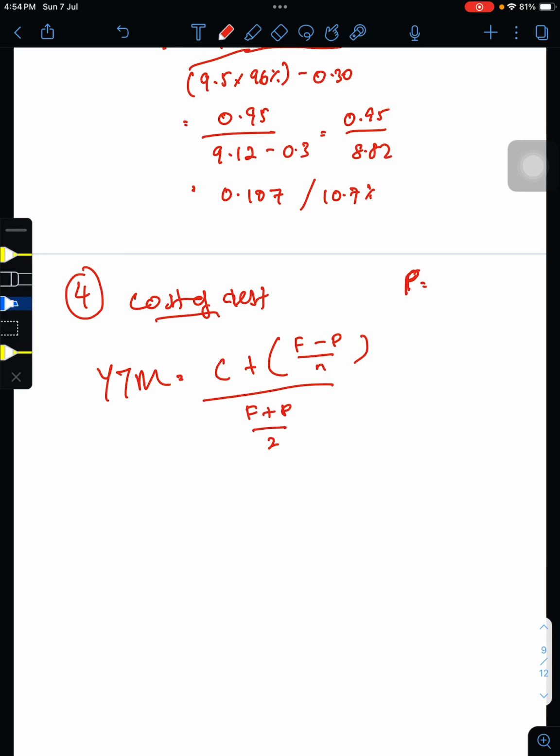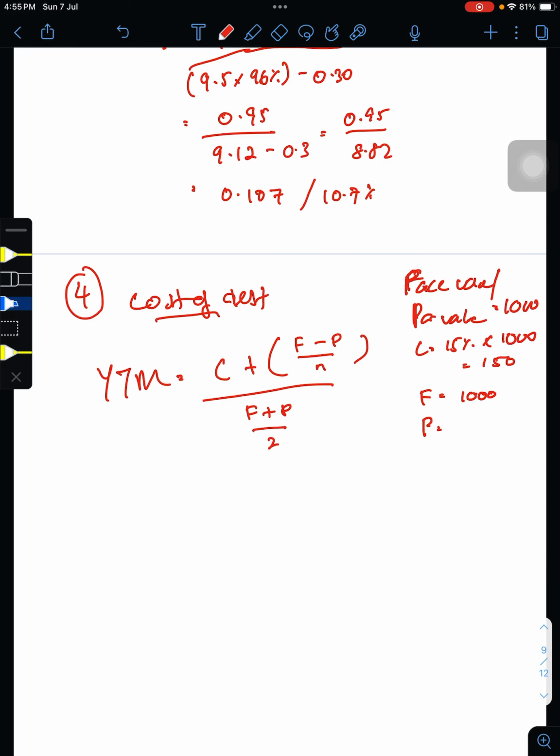Face value or par value, you can assume it's 1000, right? So your coupon is basically your 15% multiplied by your face value, which is 1000. So you get 150. All right. Face value, as I mentioned, or par value is 1000.